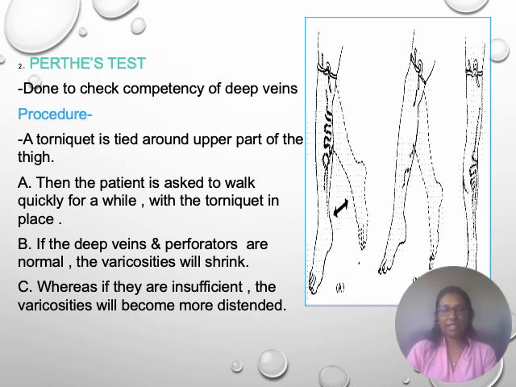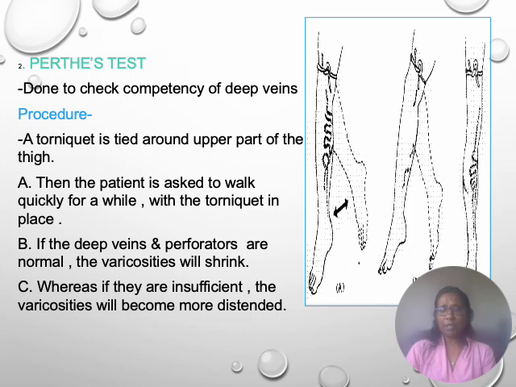The second test is Perthes' test. It is done to check the competency of the deep veins. Trendelenburg's test is to check the competency of the superficial vein and the perforator, whereas this one is to check the competency of the deep veins. In this test, we tie a tourniquet in the upper part of the thigh and we ask the patient to walk around for a while as we observe the limbs.